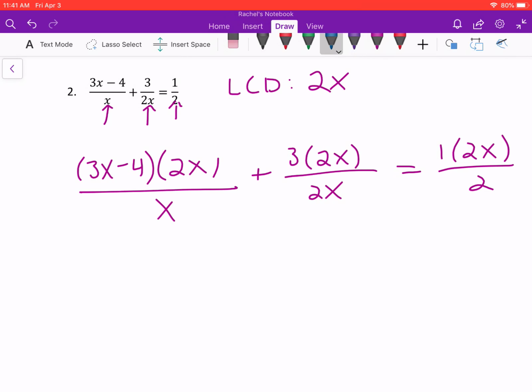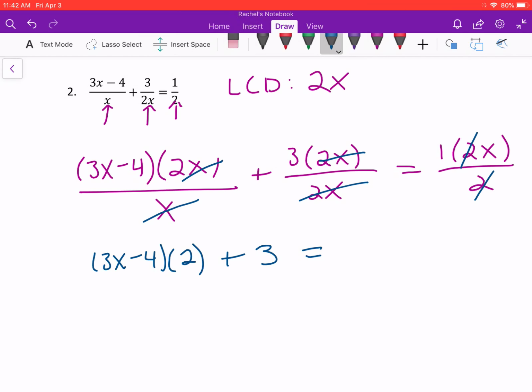All right, so my first fraction, I can cancel an x and an x. So I'm left with 3x minus 4 times 2. My second fraction, I can cancel 2 x's, so I'm left with just plus 3 equals, and then my last fraction, I can cancel the 2's. So I'm just left with a single x over there.